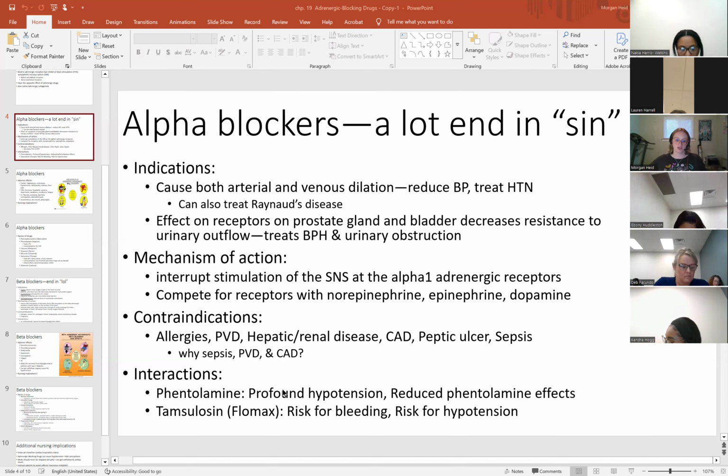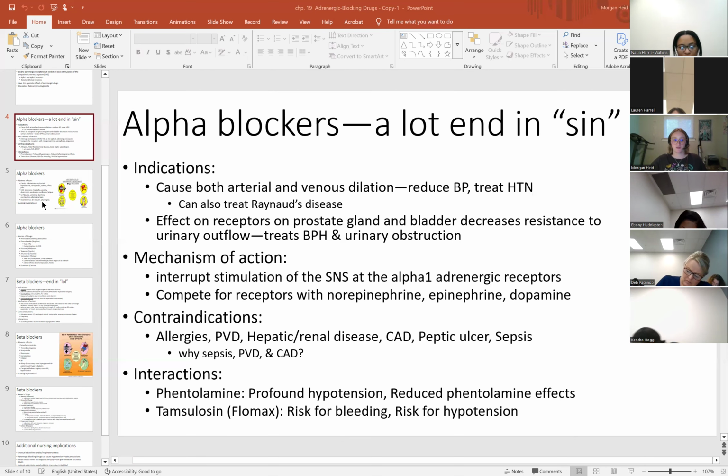The only interaction here that I really want you to be concerned about is with Flomax. If you take two alpha blockers together, there's going to be too much of the same thing happening, so you're going to have a risk for hypotension and bleeding. So if Flomax is taken with another alpha blocker, you have a risk of hypotension and risk of bleeding. That's the only one I want you to know. We good there?